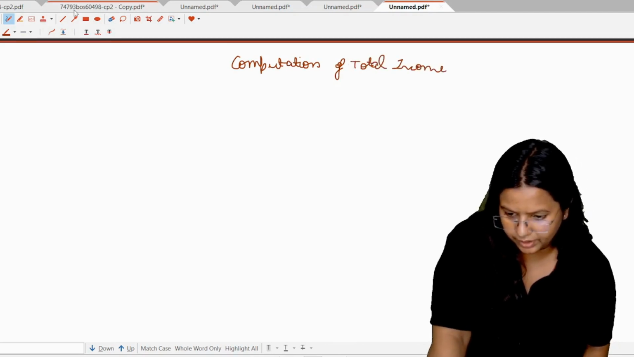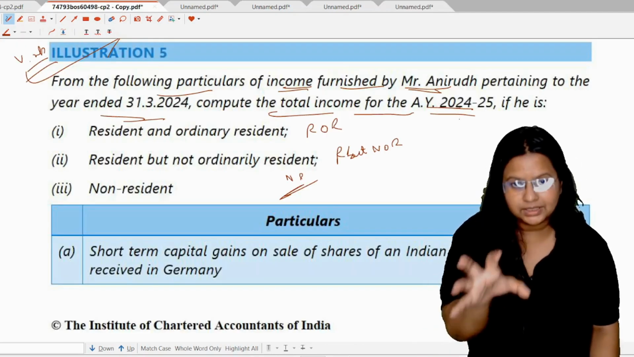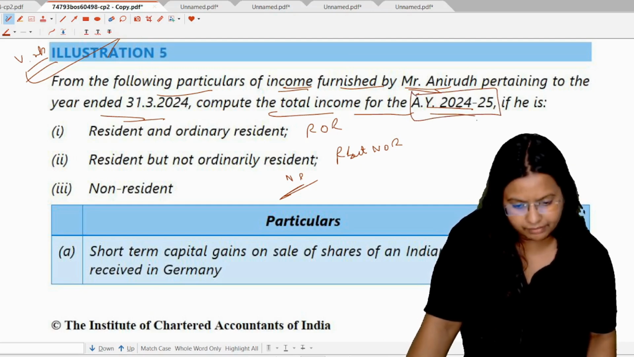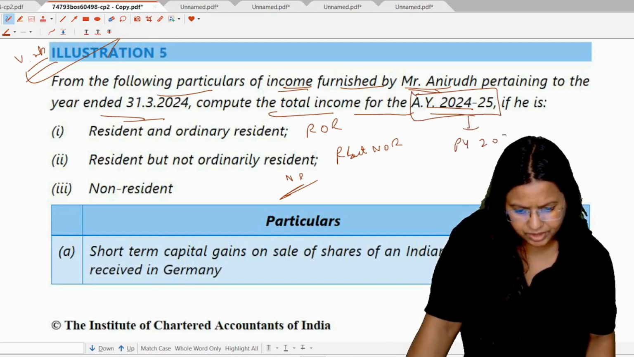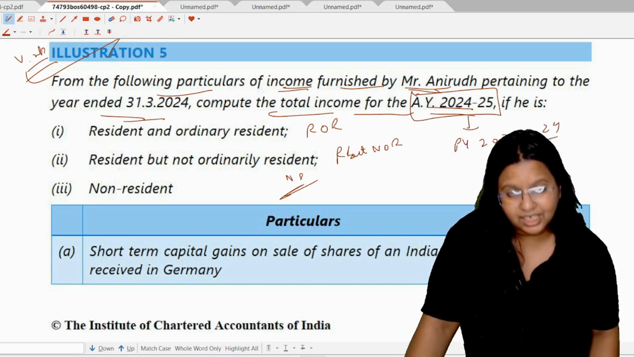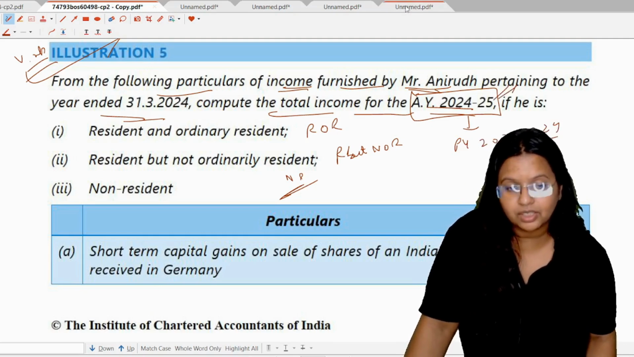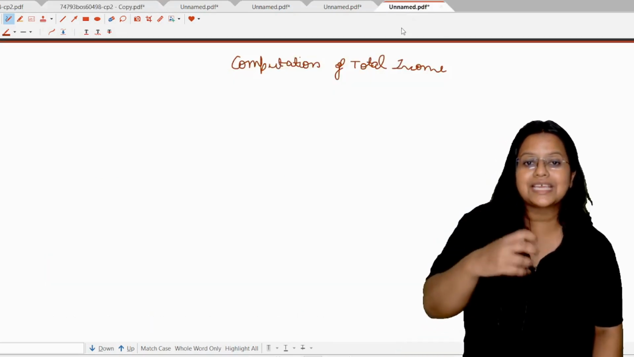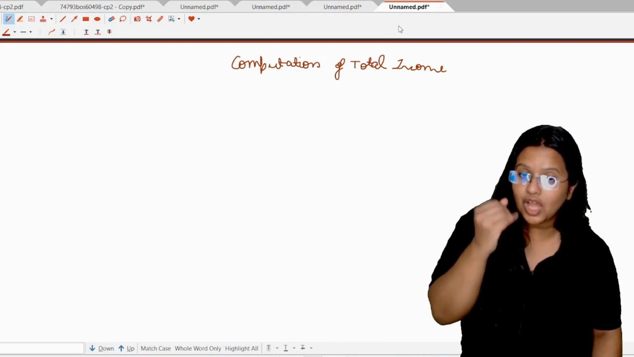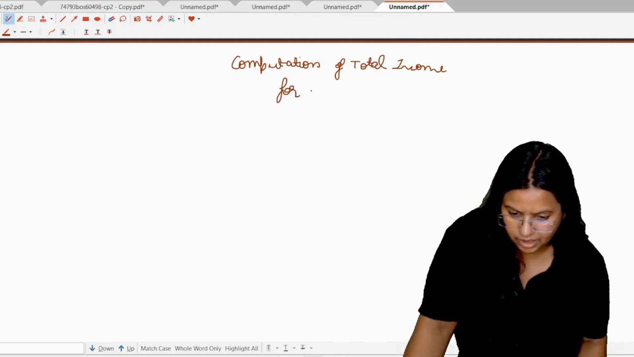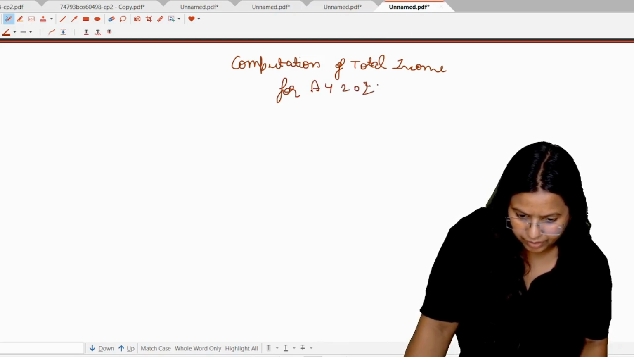Now let's see one thing. If in the examination question it is written assessment year 24-25, it actually means previous year 23-24. But it will leave a great impact on the examiner if you write it as given in the question. If they are asking from the assessment year point of view, you have to write the assessment year, not the previous year. Computation of total income for assessment year 24-25.